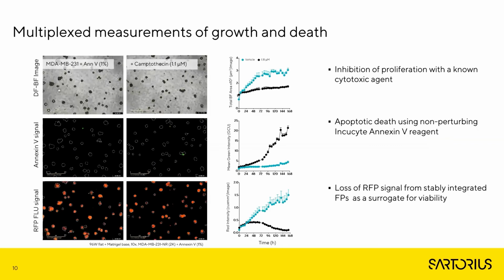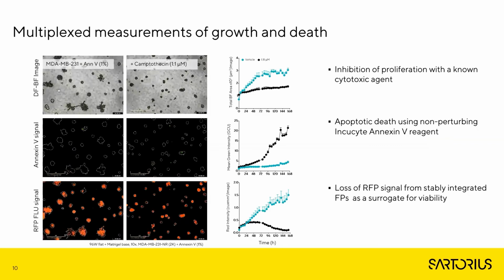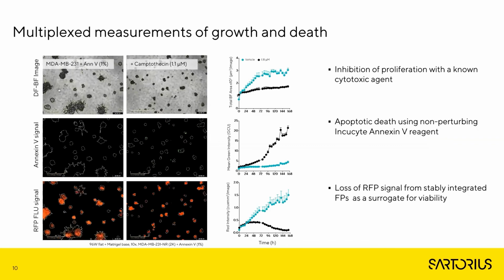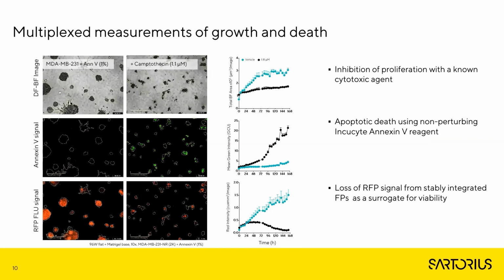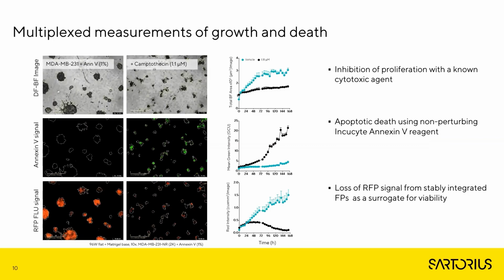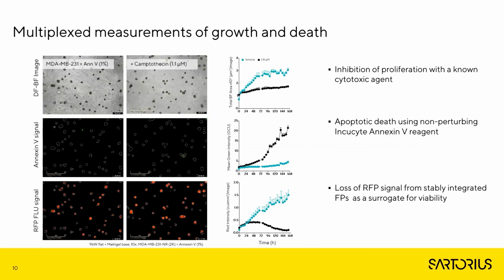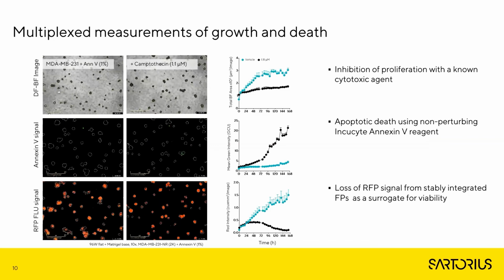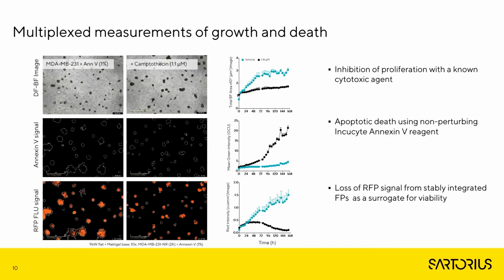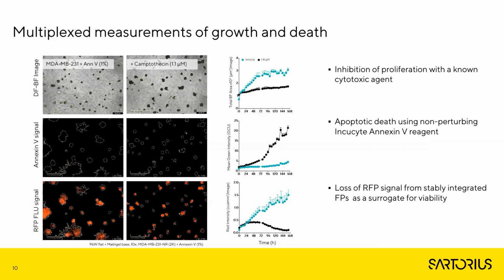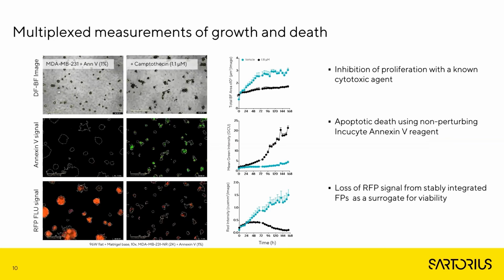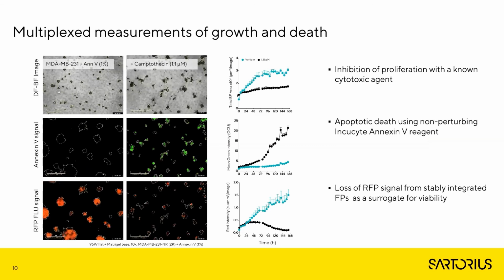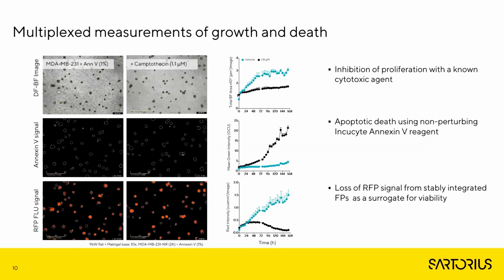Now, these dual readouts can be further multiplexed with an alternative measure of spheroid growth and viability. So these cells also express a red fluorescent protein. Now, you can see in the bottom panel of videos an increase in the intensity of the red fluorescent signal in growing spheroids and a decline observed in the treated spheroids. The corresponding time courses demonstrate how the fluorescent signal from stably integrated fluorescent proteins can be used as a surrogate for growth and viability.